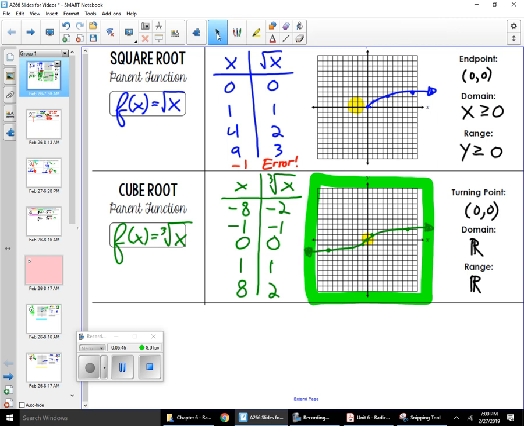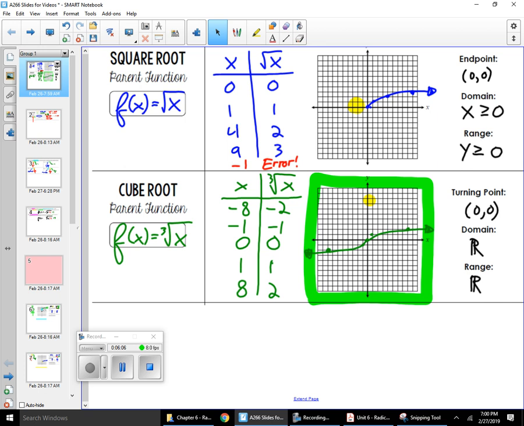So as we're taking a look, our next point from the origin of the parent graph would be up 1 and to the right 1. It's difficult to see, but notice that that graph has a point up 1 and to the right 1, and from the origin it also has one down 1 and to the left 1.